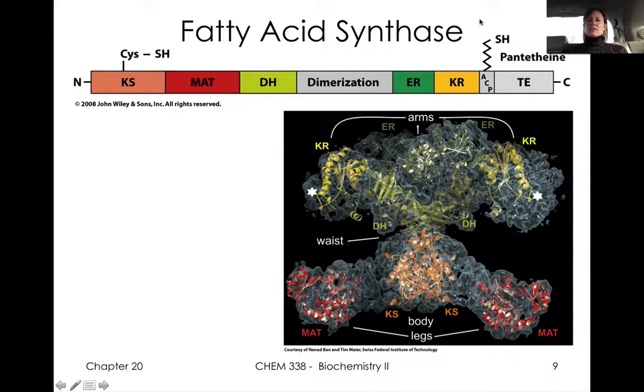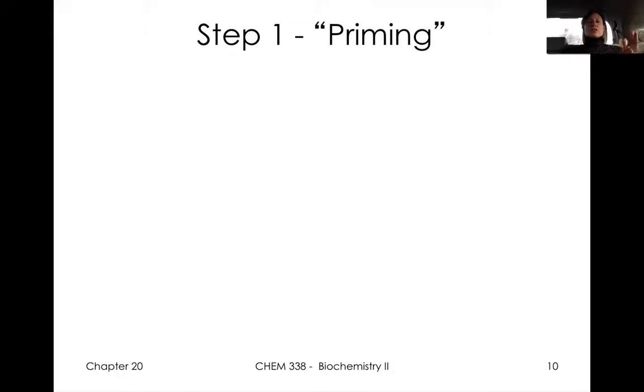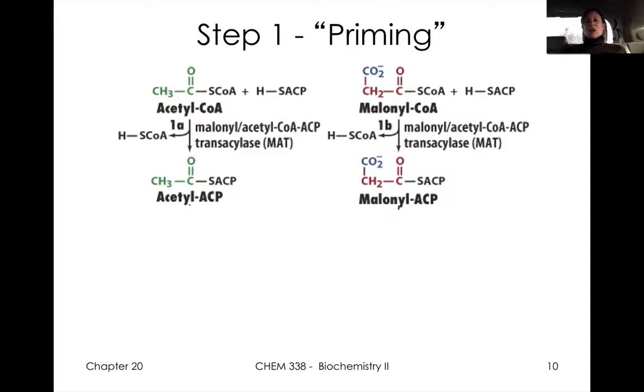Acyl carrier protein, containing this thiol group in this long pantetheine arm, is one part of it, and then we've got an important cysteine residue. Okay, so we're going to walk through this fairly quickly because I want to leave the details for our activity. The first step that we need to do is what's called priming, which is putting these CoA flavors onto the acyl carrier portions.